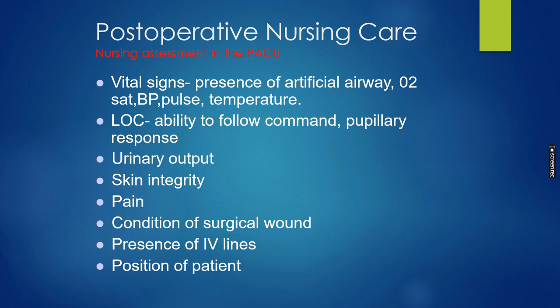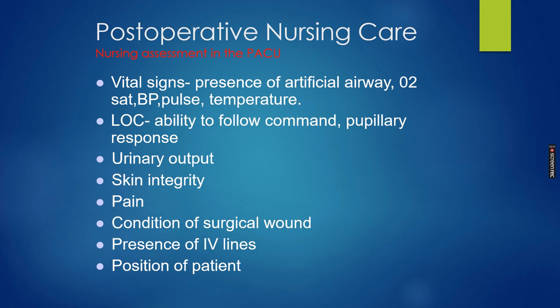Then, the urinary output. In the PACU, nurses should assess the urinary output to ensure adequate perfusion and kidney function. The typical guideline is that at least 0.5 ml per kg per hour should be there. Decreased urine output may indicate hypovolemia, decreased cardiac output, and potential kidney dysfunction.